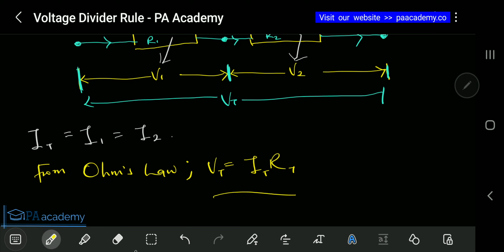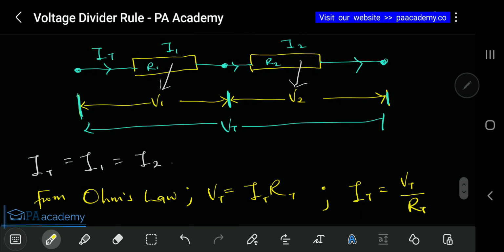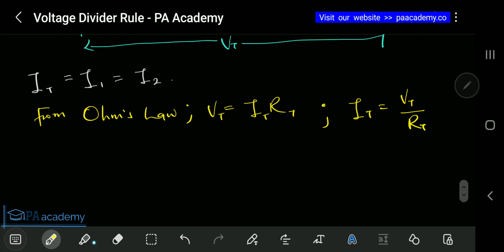So from here, I can correctly say that our IT is VT over RT. Making reference to this diagram, the current at this point is VT, the total voltage, which is the addition of V1 and V2, over the total resistance, which means R1 plus R2. Are we good?